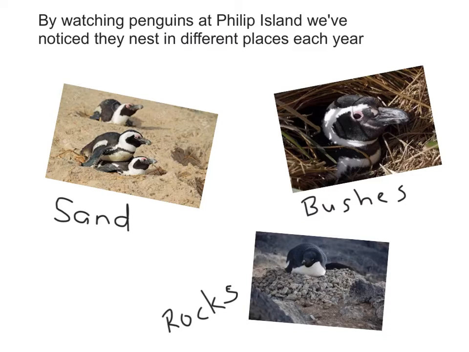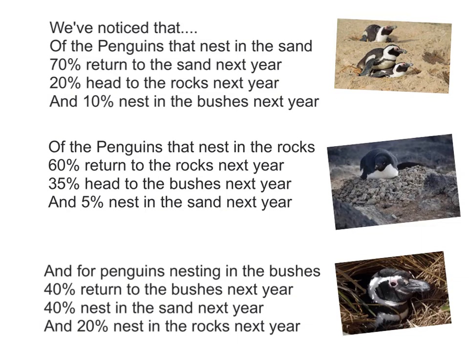By watching penguins at Phillip Island, we've noticed they nest in different places each year, either the sand, the bushes, or the rocks. We've also noticed that of the penguins that nest in the sand this year, 70% will go back to the sand next year, 20% of those will head to the rocks next year, and 10% will nest in the bushes next year. Of the penguins that nest in the rocks, 60% will go back to the rocks, 35% will go to the bushes, and 5% will nest in the sand next year.